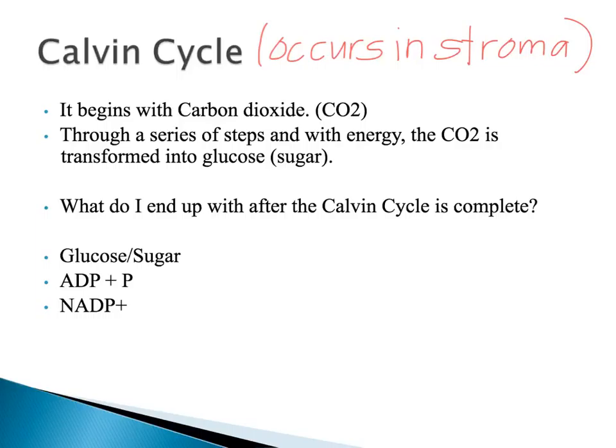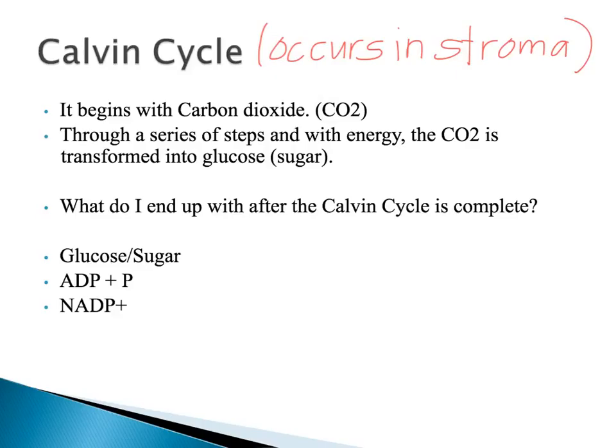The second reaction is called the Calvin cycle. The Calvin cycle is also known as light independent because it does not require light. This takes place in the stroma of the chloroplast. It begins with carbon dioxide, CO2, and through a series of steps and with energy, the carbon dioxide is changed into glucose, otherwise known as sugar.